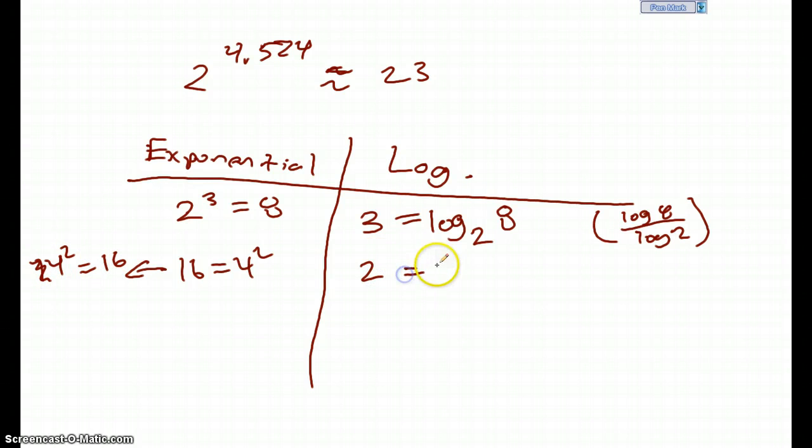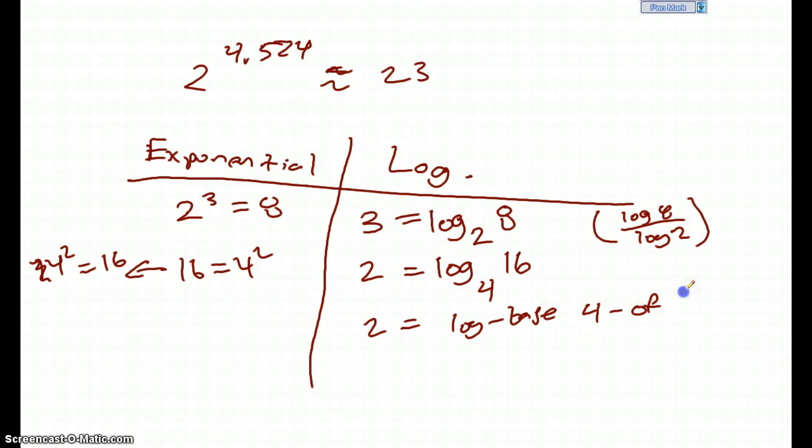2 is the power on the base 4 that gives me 16. Sometimes we'll read this as 2 equals log base 4 of 16. So right now we're in base 4 format. Again, I could verify that this gives me 2 in my calculator by doing log 16 divided by log 4. Let's do a couple others.